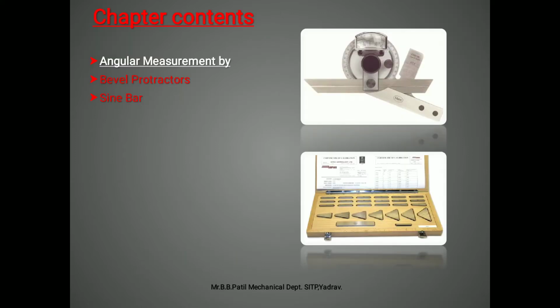So here you can see today we are going to discuss angular measurement by using bevel protractors. Then we are going to study the second instrument, that is sine bar. These two devices are used parallelly to measure the angle in laboratories or in direct floor inspection. So let us see the first point, that is bevel protractor.